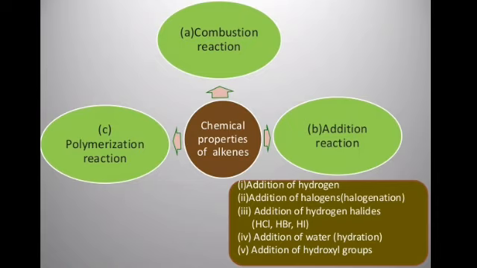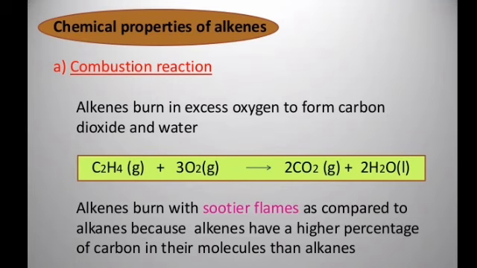Now the chemical properties of alkenes. Alkenes show combustion reactions, addition reactions, and polymerization reactions, the main reactions that are shown by alkenes. In addition reactions, various types of molecules get added to alkenes, that is addition of hydrogen, addition of halogens, that is halogenation, similarly addition of hydrogen halides, similarly addition of water, that is hydration, and addition of hydroxyl groups. Chemical properties of alkenes.